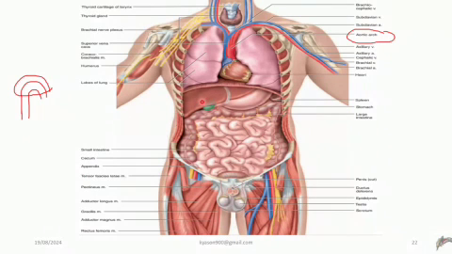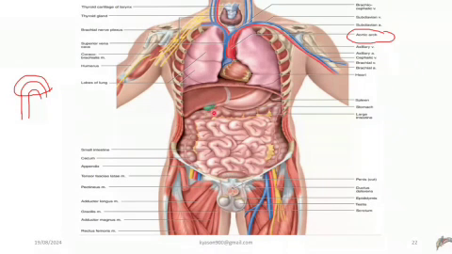Okay, this is the liver. We have the right lobe here. We have the left lobe here. Now if you look closely, this is the right lobe, and this is the gallbladder.